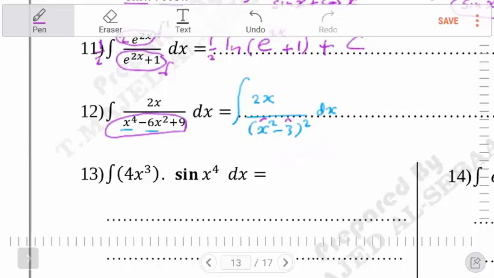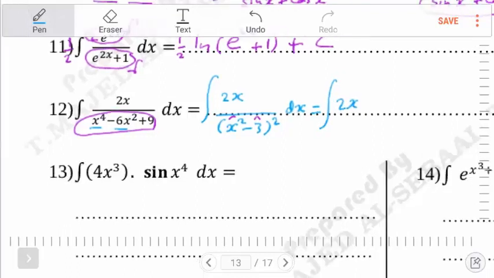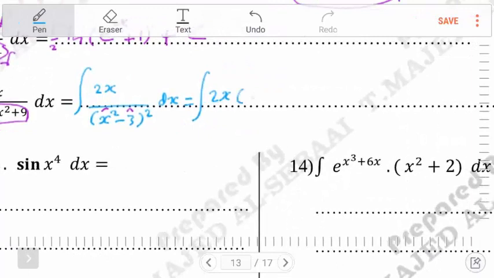So, as you can see, this is f dash. But is this all f? It's not. One more step. See, if I do it, 2x, bracket, x squared minus 3 to the power of minus 2 dx.